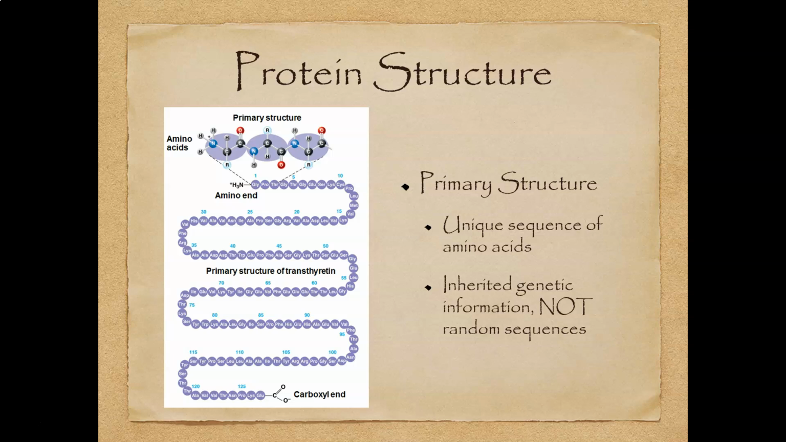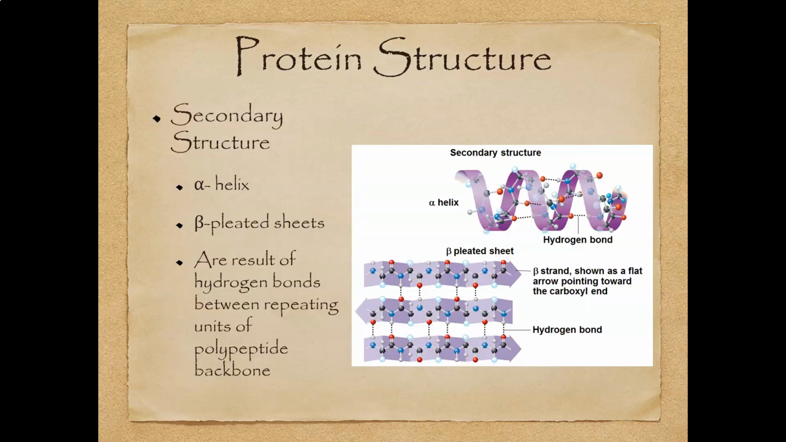So if some sort of mutation happens in that DNA, that does then impact this primary structure, which is going to have impacts on the rest of the protein folding process. So primary structure is really important. This is just the sequence of amino acids, which is then going to set up the ability to do the rest of this protein folding we're going to talk about here.